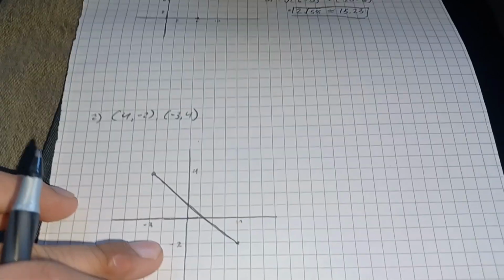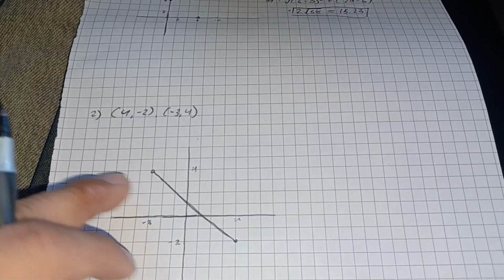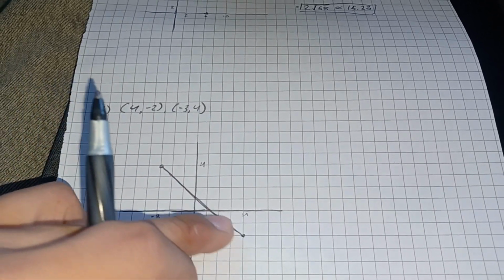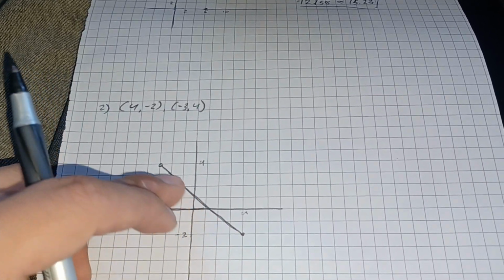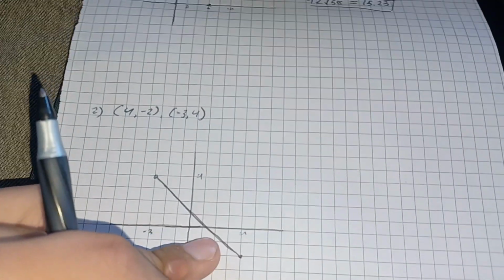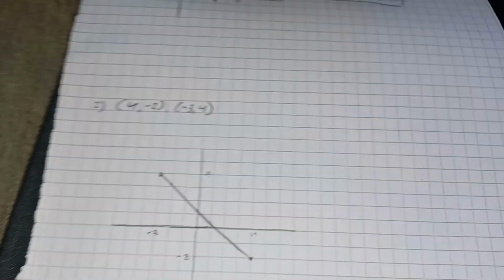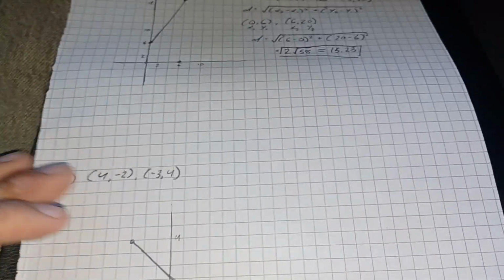And again, it's drawn for us right here. We have the (4, -2) right here, and the (-3, 4) right here. We need to find basically how far these 2 points are from each other. Again, we can use the Pythagorean theorem, but we're not going to do that. We're going to use our formula.